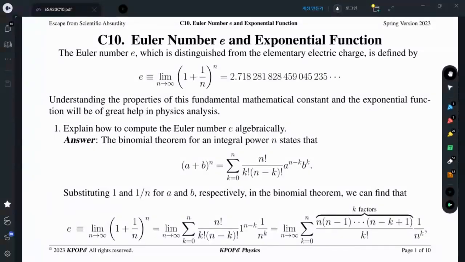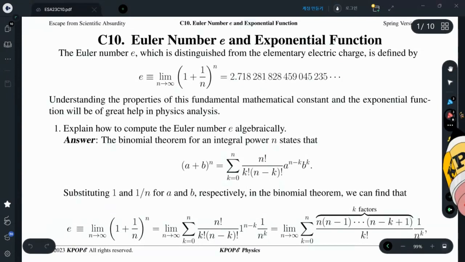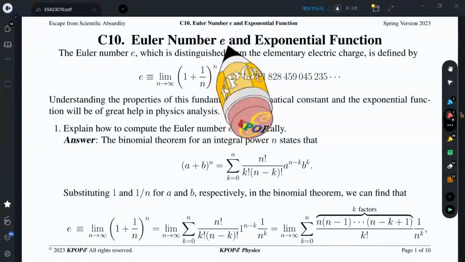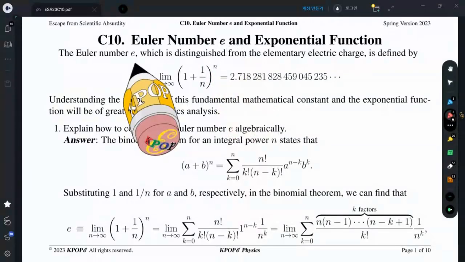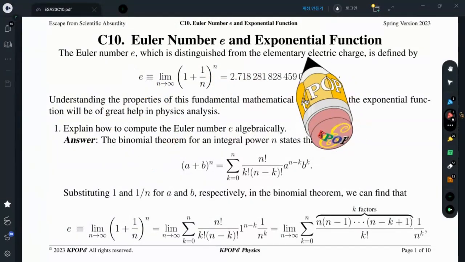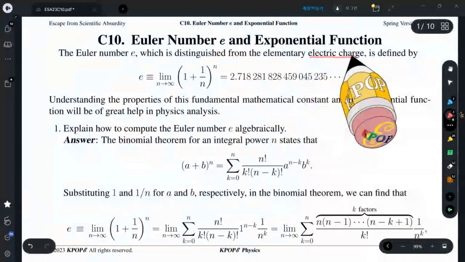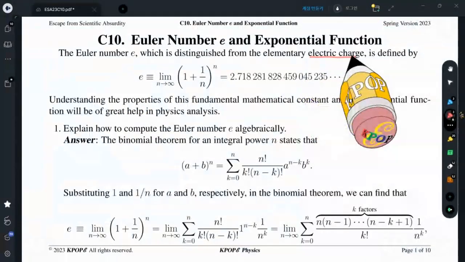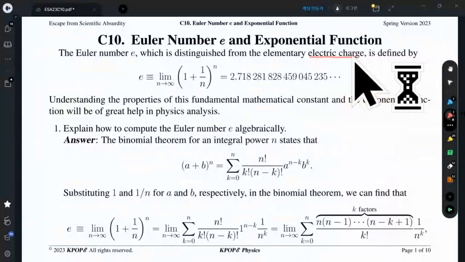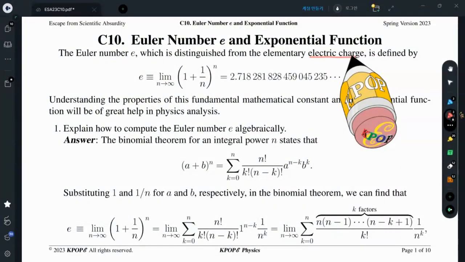Okay, C10, Euler number E, and exponential function. In physics, there are two E's: the mathematical E, also called the Euler number, and the same symbol for electric charge. The magnitude of the electric charge of the electron is a very tiny number, and we also use E for that one, but we can distinguish them in any case.